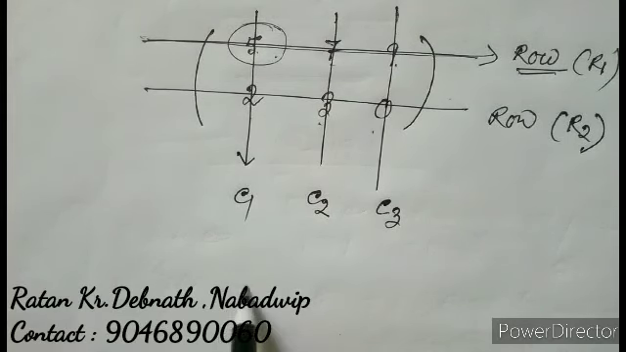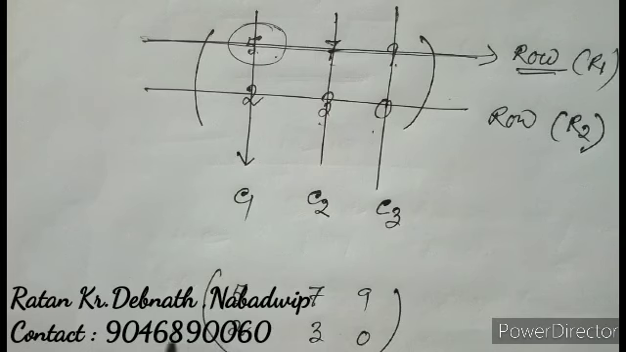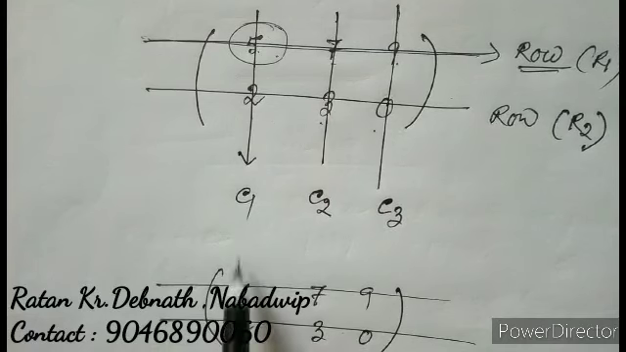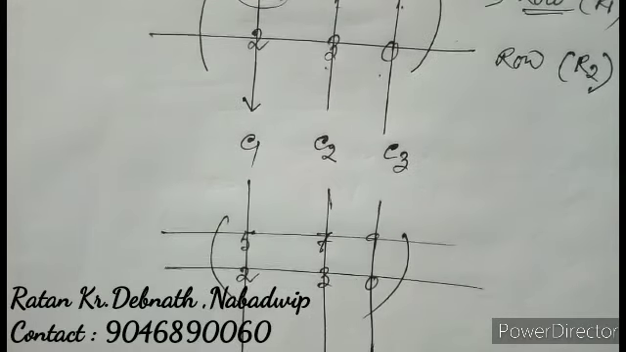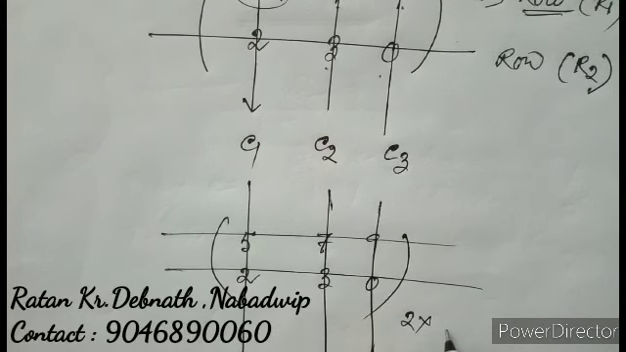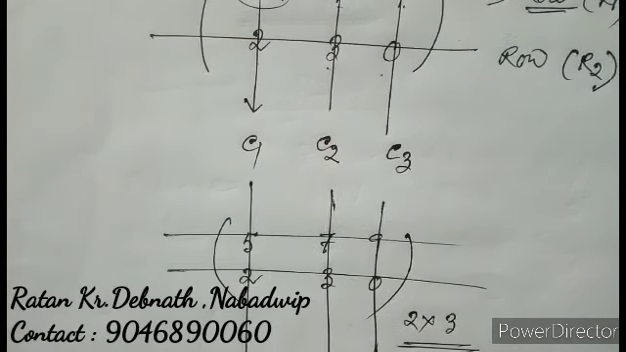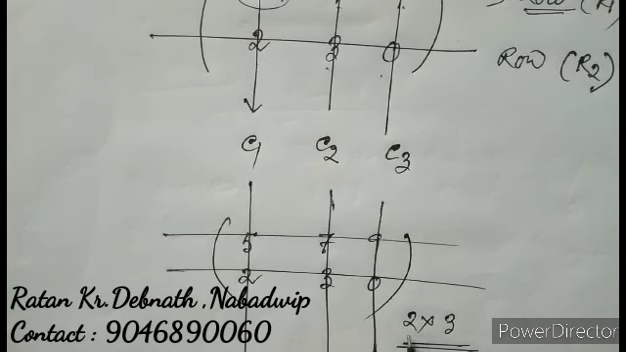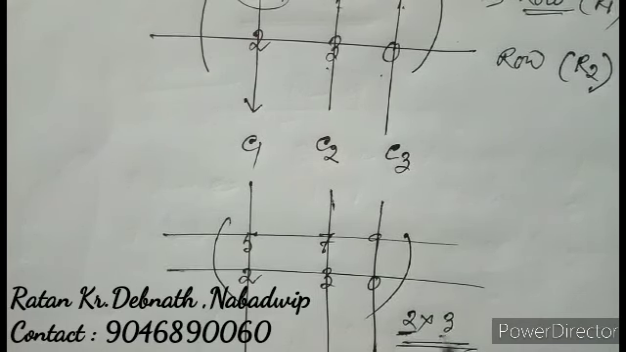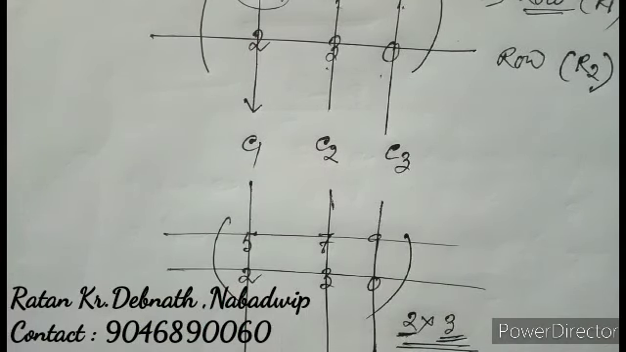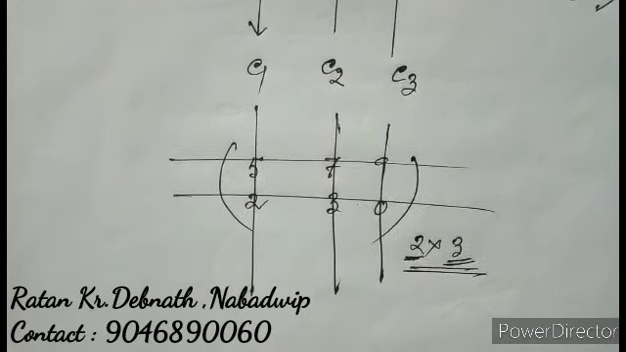In the above matrix, we get 2 rows and 3 columns. So we call it a 2 cross 3 matrix, or a matrix of order 2 cross 3. That is, the first number indicates the row and the second number indicates the column. This is the way of writing a matrix.